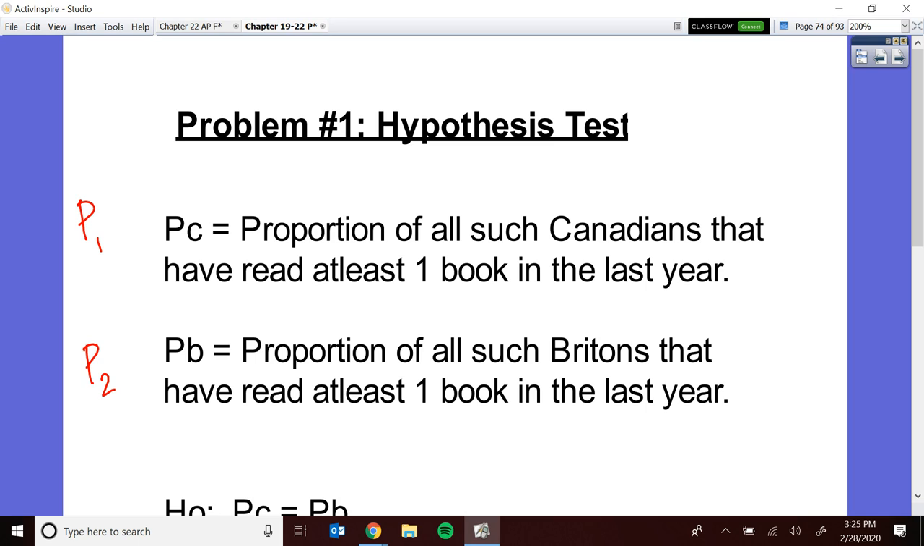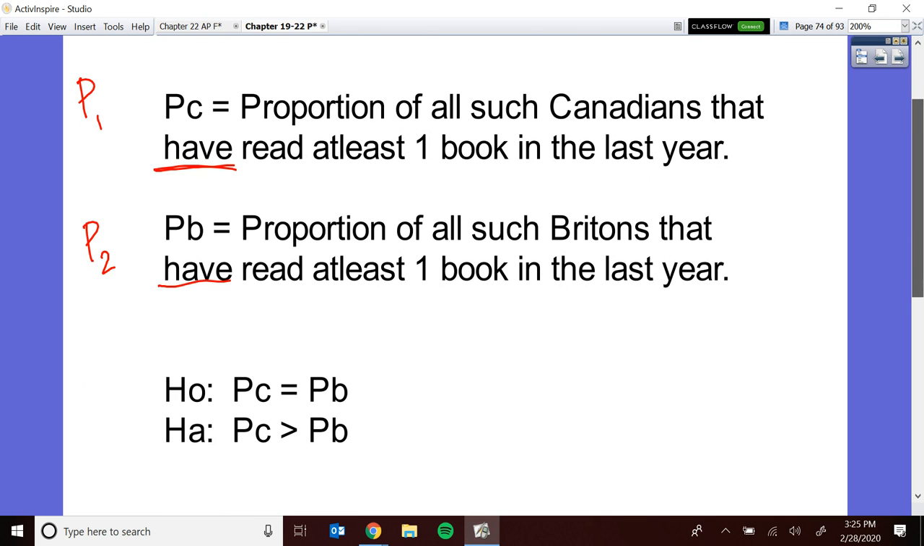I will show you in just a minute what that makes different. So let's go with this. The proportion of all such Canadians that have read at least one book in the last year. This is the current proportion of them. And the proportion of Brits who say that they have read at least one book in the last year.